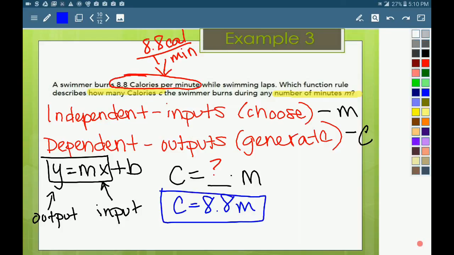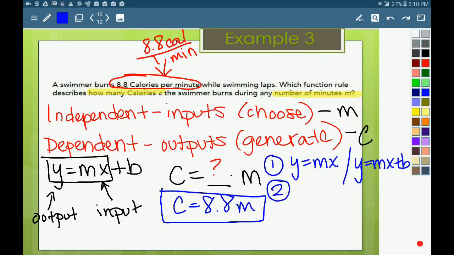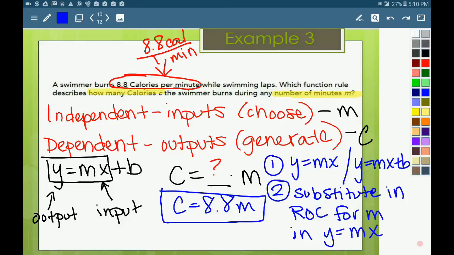So we first thought about the equation y equals mx, or mx plus b. Okay, so that was our first step. How we can define the variables by y and x. And then the second thing that we did was substitute in the rate of change for m in y equals mx. Okay, so our rule here is c equals 8.8 m.